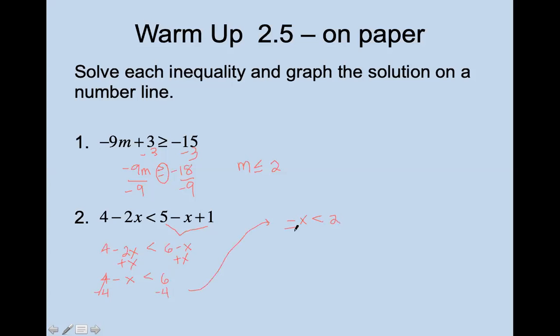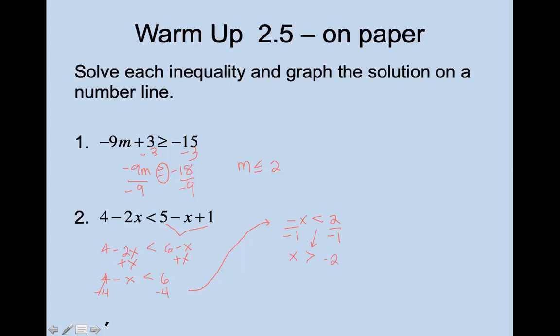One more step. I'm going to divide both sides by negative 1 because I need to end up with a positive x. So negative divided by negative is positive. Again, because I'm dividing by a negative number, I need to reverse the inequality from here to here. And so my final answer is x is greater than negative 2.